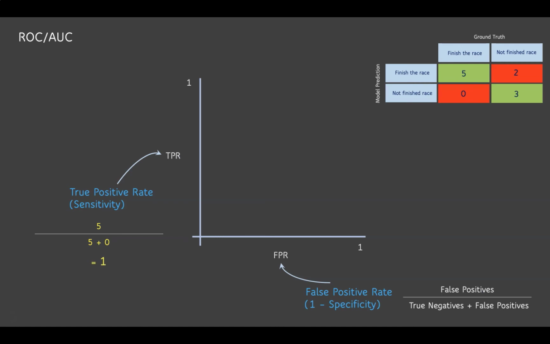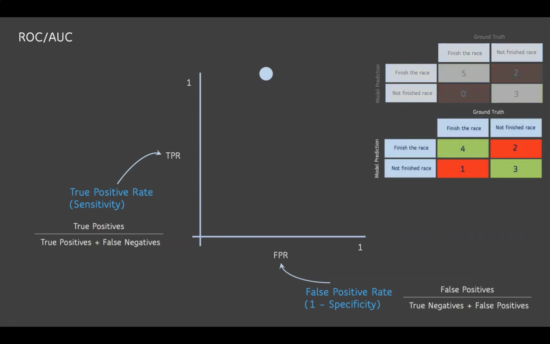2 over 3 plus 2, and we got our false positive rate is 0.4. So, for this confusion matrix, we have to plot a point on our graph where true positive rate is 1 and false positive rate is 0.4. Let's draw this point on the graph here. And now, let's do it one more time for the last confusion matrix we have.